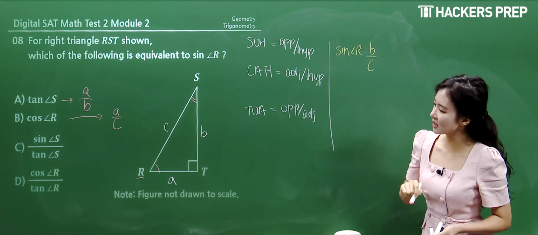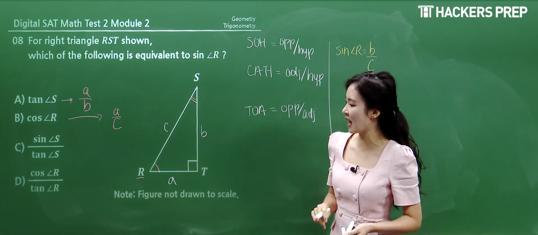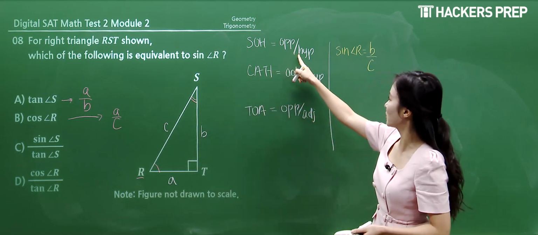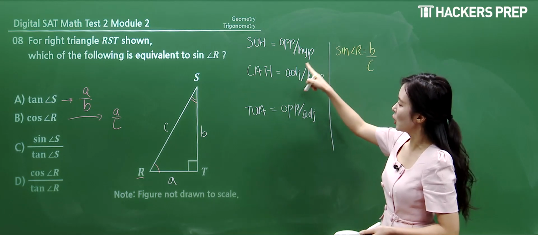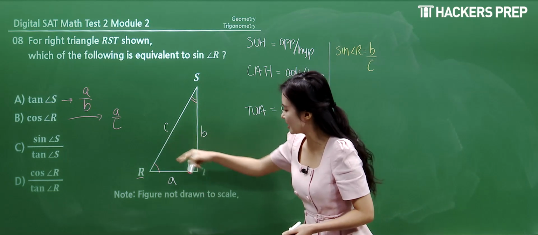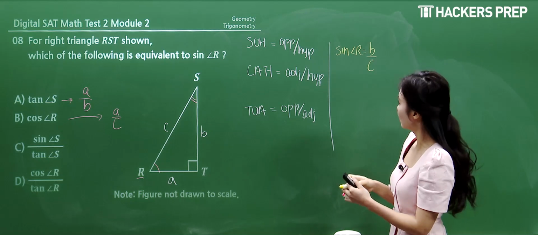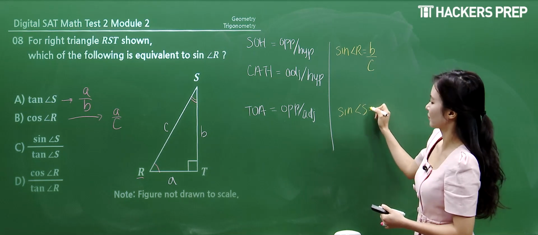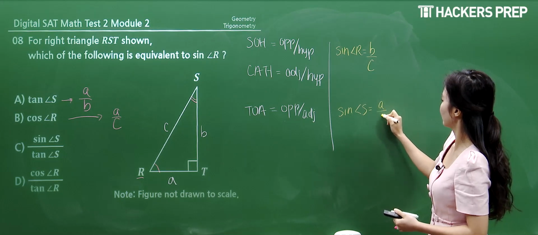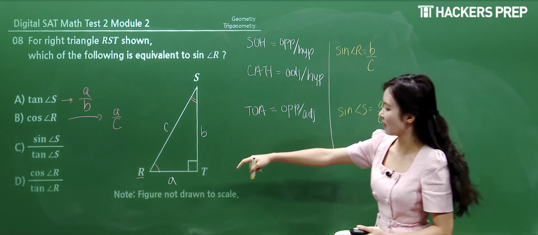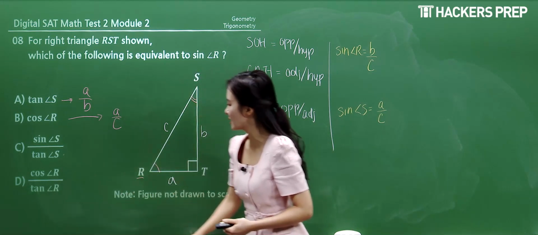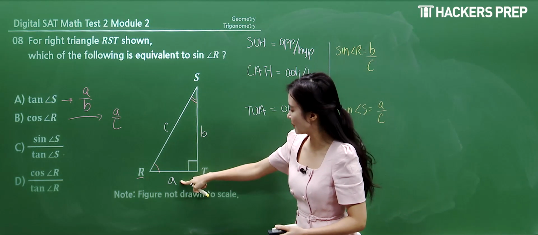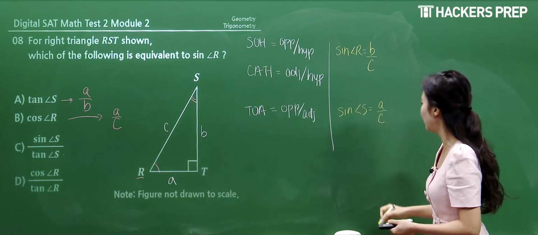Now let's take a look at c, sine of s over tangent of s. So again, sine of s is going to be opposite over hypotenuse, which is going to be a over c. So let me actually write that down. Over tangent of s, right? We still have to do this tangent of s. So tangent of s is going to be opposite over adjacent. So a over b.